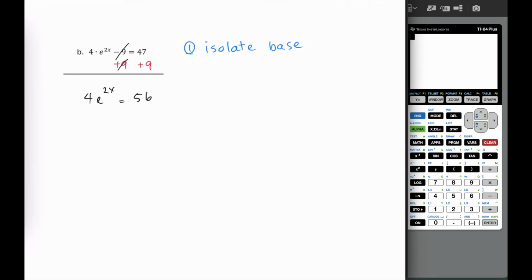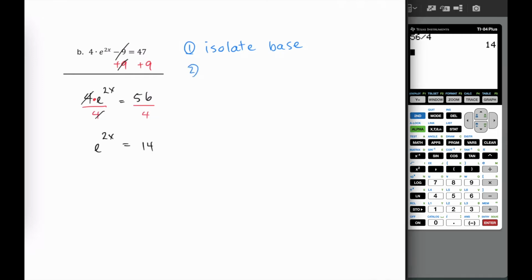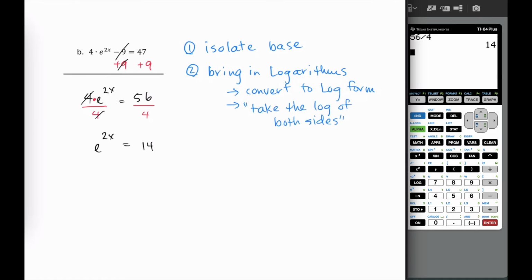Before we bring in logarithms, we still need to divide off this 4. So on the left-hand side, we'll end up with e to the 2x power, and on the right-hand side, we get 56 divided by 4, which is 14. Now that we've completely isolated the base raised to the variable power, it's time to bring in logarithms. And remember, we can do this in one of two ways. We can simply convert this to log form, but sometimes it's easier to do what we call take the log of both sides. And that's what we're going to do here to demonstrate how that's done.